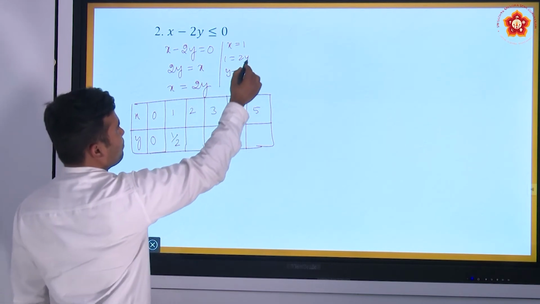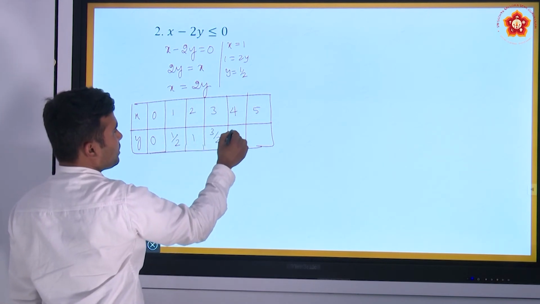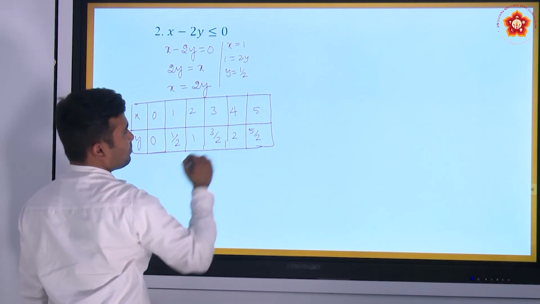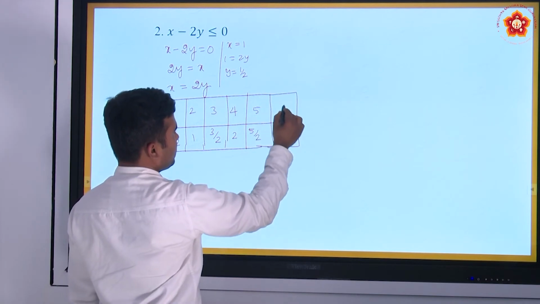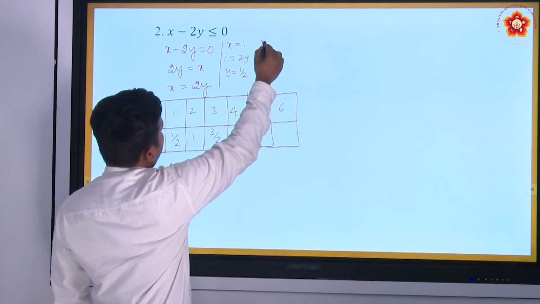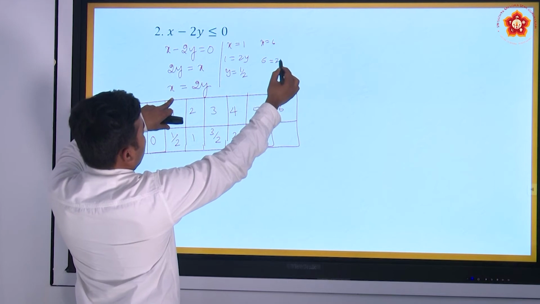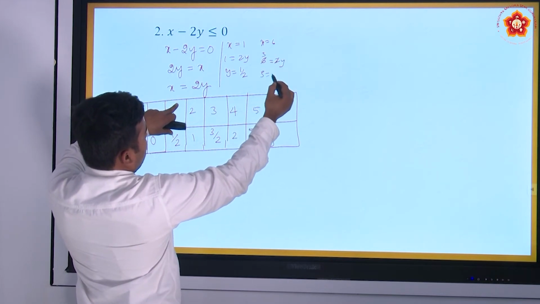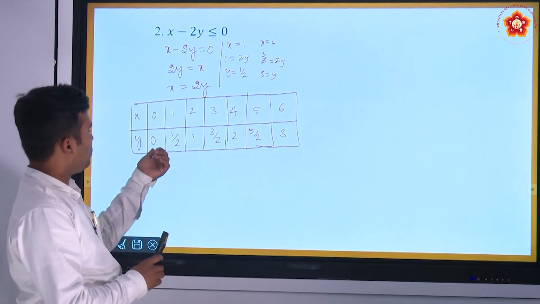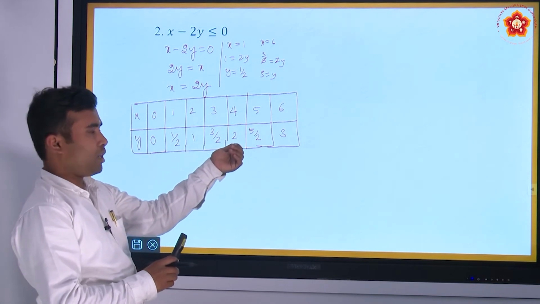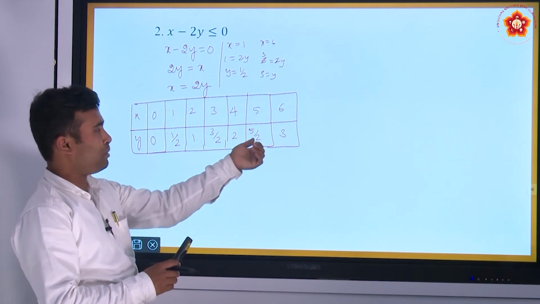When x equal to 2, what is y then? 1. This is 3 by 2, this is 2, this is 5 by 2, understand. So you can have one more value for x, that is 6. If I take x equal to 6 in this equation, 6 is equal to 2y, 2 threes are 6, so y is 3. So now here we have 0, 1 by 2, 1, 3 by 2, 2, 5 by 2, 3. That means 0, 0.5, 1, 1.5, 2, 2.5 and 3.